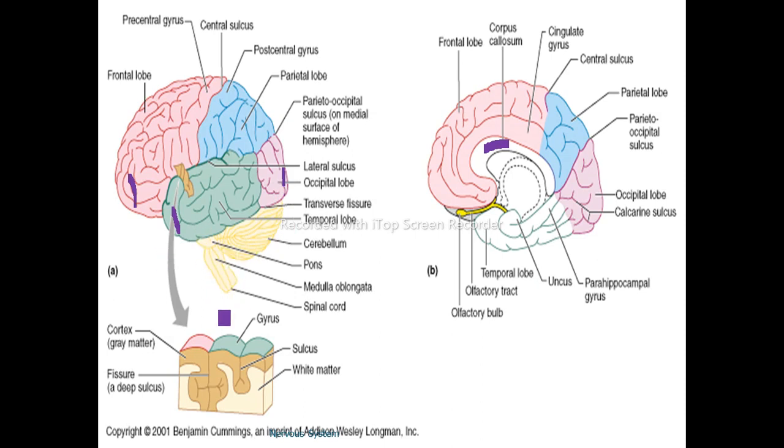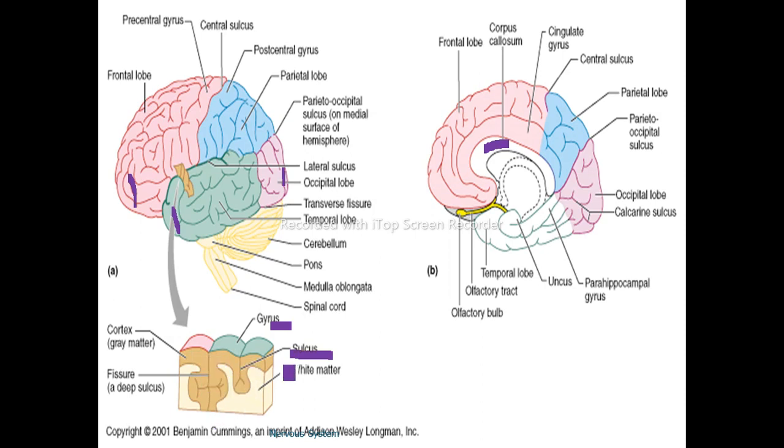Now let me introduce what gyrus means and what sulcus means. This is gray matter or cortex. The inner one is a deep sulcus. This is white matter and this is gray matter. The gray matter invaginates just like this. This one is known as a fissure. A deep sulcus is a fissure, but this one is a sulcus.